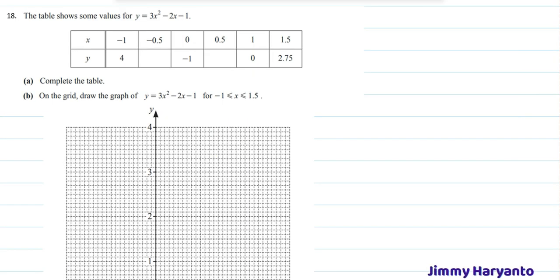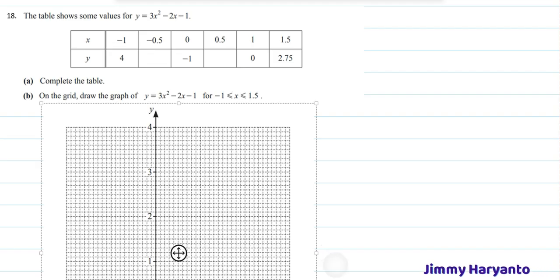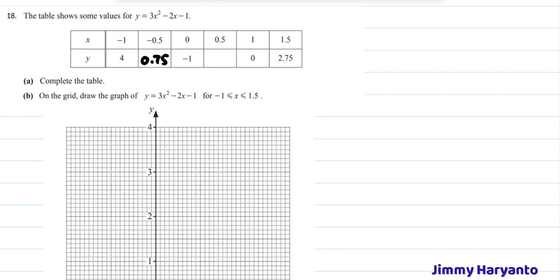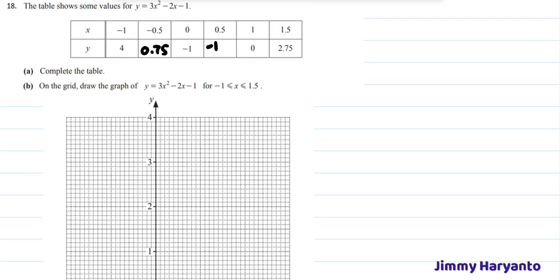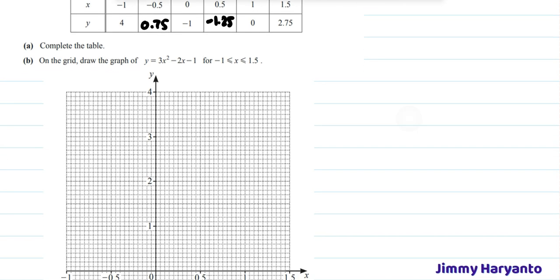And then next is 18. For question 18, you have to complete the table first. Wait, let me calculate it. Okay, for negative 0.5, it's 3 out of 4. 3 out of 4 means 0.75. And then for the 0.5, you'll get negative 5 over 4. That means negative 1.25. Okay, now the table is complete. We only have to sketch it.